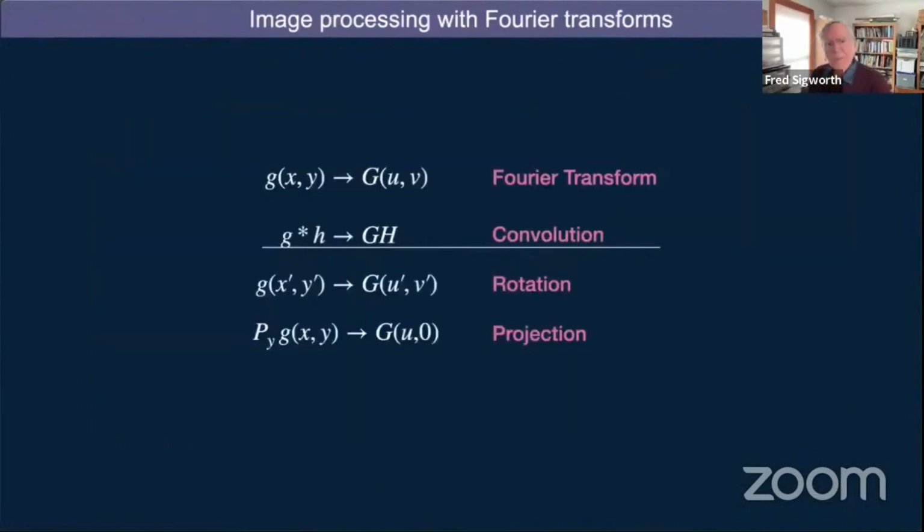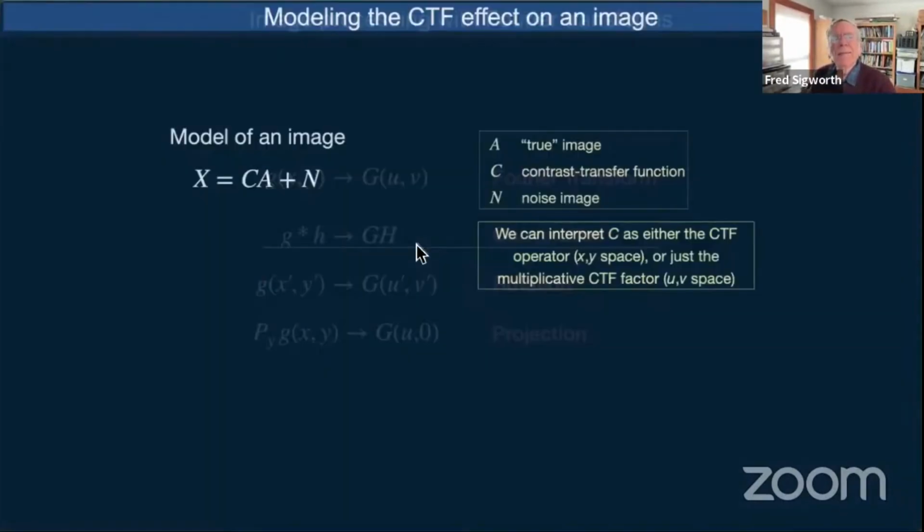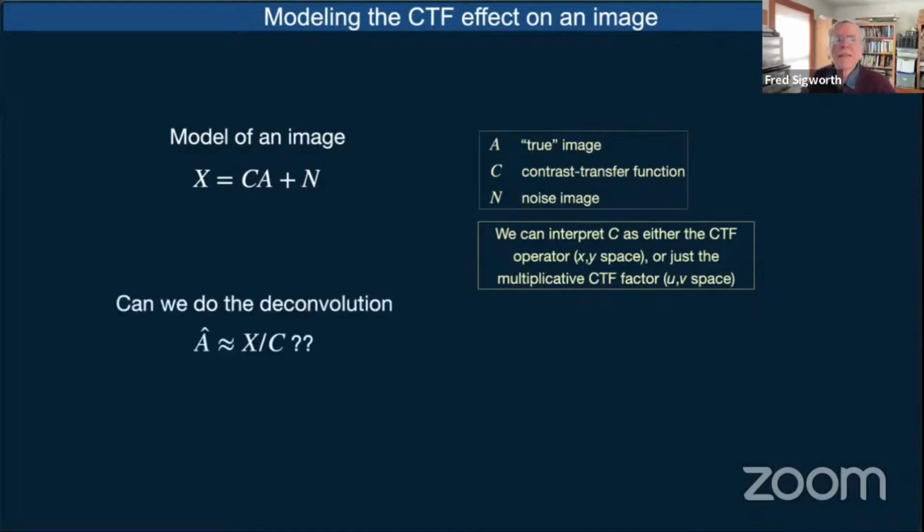Okay, so now I want to talk about how we're going to compensate for the contrast transfer function, and I'm going to make use of the convolution theorem. Here's how we're going to do it. We're going to say that an actual image is the contrast transfer function operating on the true object, and then there's extra noise added. We know that we have noise from the shot noise, the finite number of electrons hitting the detector. So the convolution theorem says that if this is the Fourier transform of the true object A, then this operation is just the contrast transfer function multiplied pixel by pixel times this Fourier image.